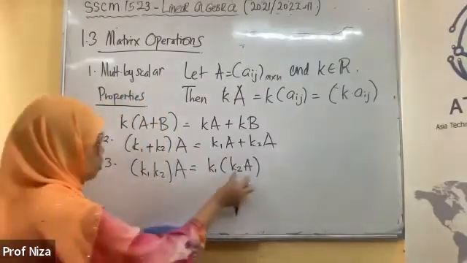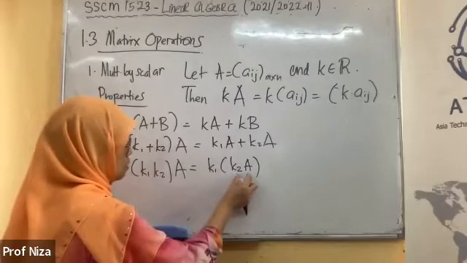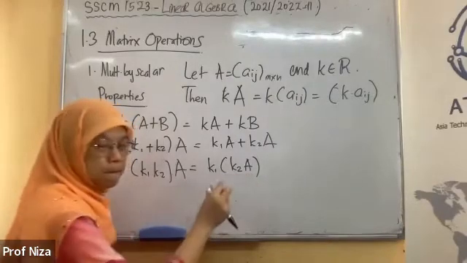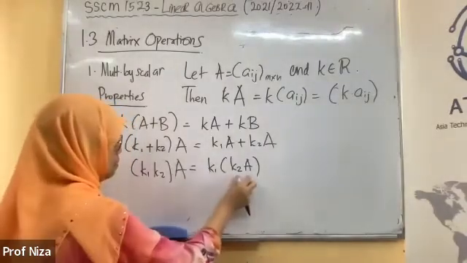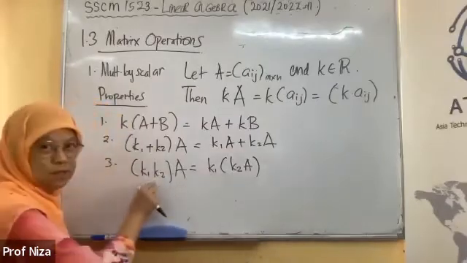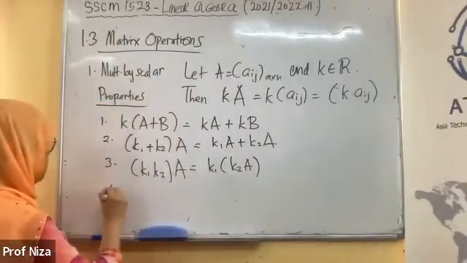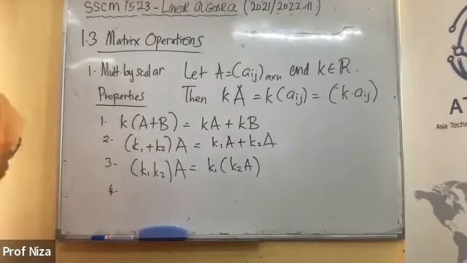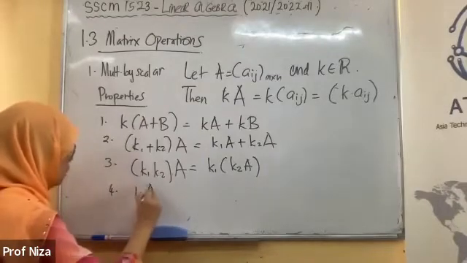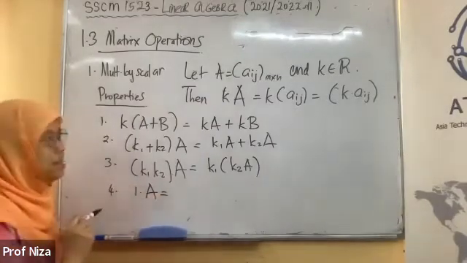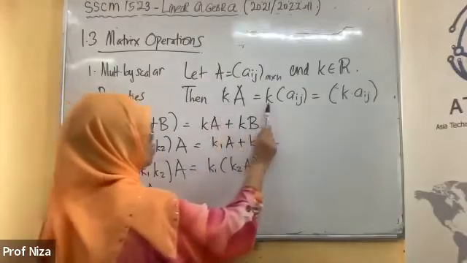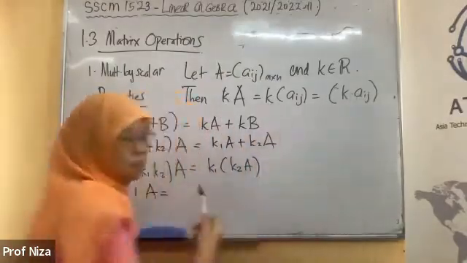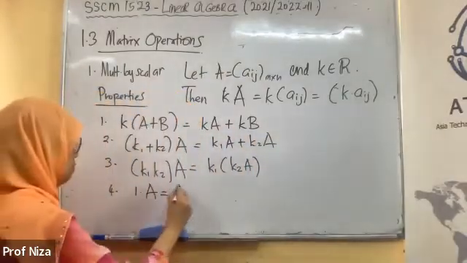But why do we want to multiply first? Sometimes because this will give you something important rather than multiplying this first. Okay, that's the reason. Okay, 1 times A is very easy, right? If this is 1, 1 times A is just A.